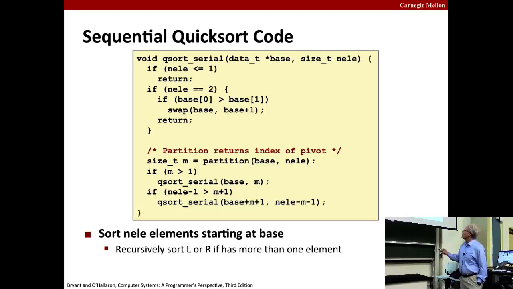So this is what the code for it looks like, which is usually you have as a special case if there's only one or two elements. And then you do this partitioning. So this routine of splitting it between the left and the right-hand part is handled by a function called partition. And then if there's more than one element in the left side, you sort that. And if there's more than one element in the right-hand side, you sort that. And then when all these recursions are done, then the array is sorted.